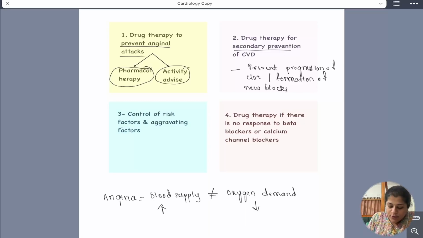You will control all the risk factors and aggravating factors. The last one: you gave medications to prevent angina, you gave medications for secondary prevention, even then the patient has angina. What second line medications will you give? That is the fourth aspect: drug therapy if there is no response to beta blockers or calcium channel blockers. These are the four important aspects in management of chronic stable angina.